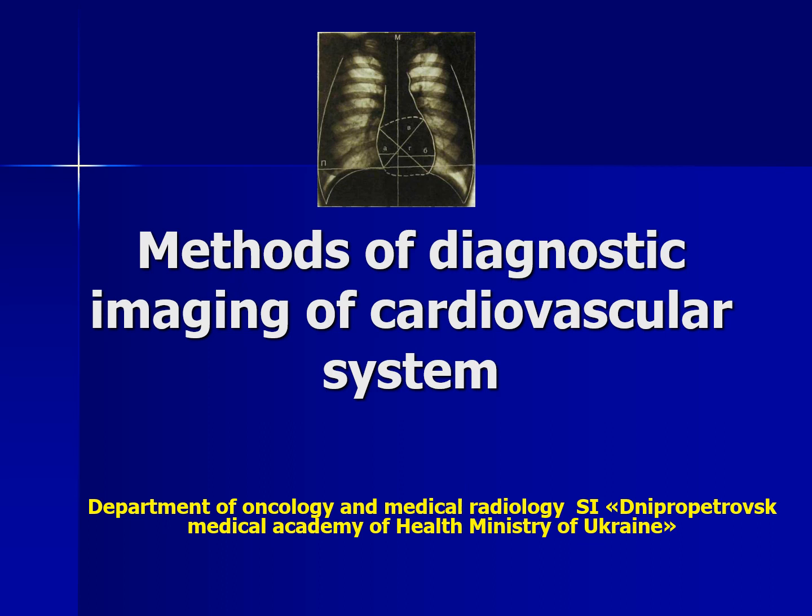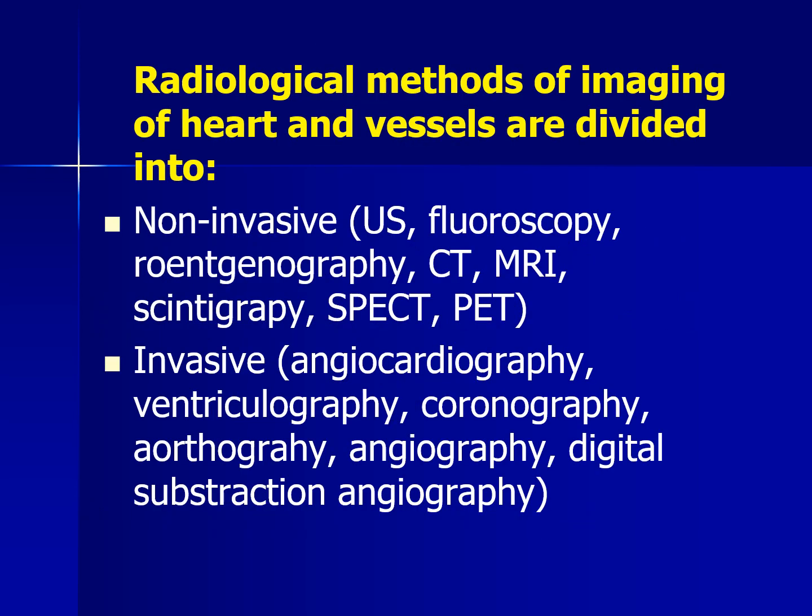Hello, today you have a lecture about methods of diagnostic imaging of the cardiovascular system. Radiological methods of imaging of heart and vessels are divided into non-invasive and invasive. Non-invasive are ultrasound, fluoroscopy, rentgenography, CT, MRI, scintigraphy, SPECT, PET. Invasive are angiocardiography, ventriculography, coronarography, aortography, angiography, digital subtraction angiography.